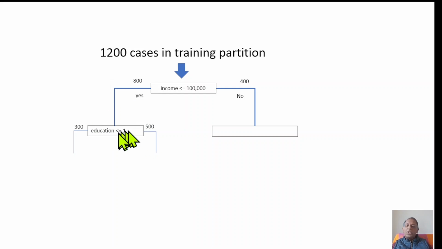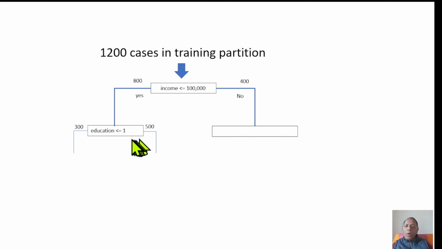Okay, so it has considered all possibilities and said this is the best one to split on at this point. Now, what do we mean by best? Why this? We'll come to all of that shortly. But for now, just focus on understanding that the computer figured out that this is the best thing to do. How it figured that out, we'll see later.